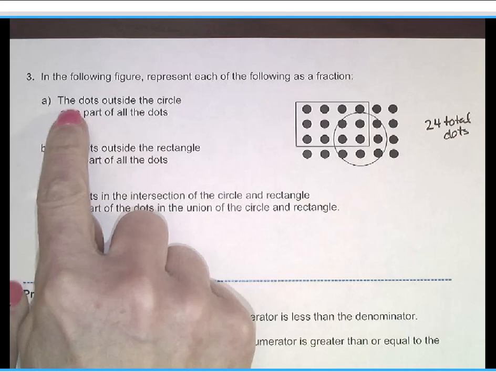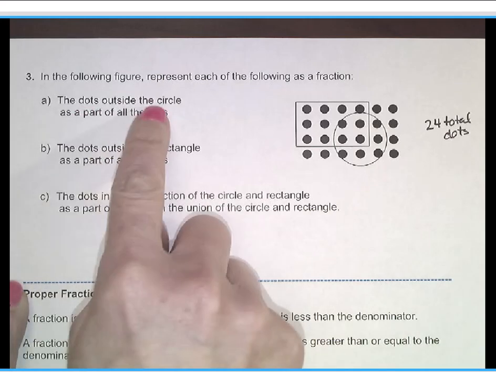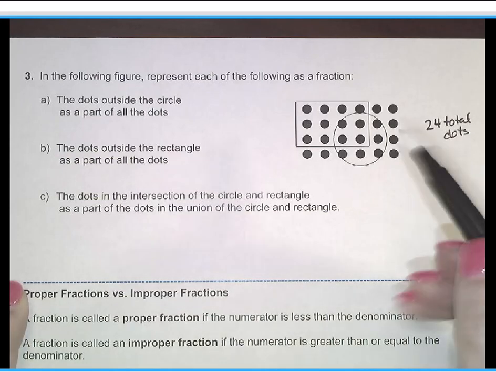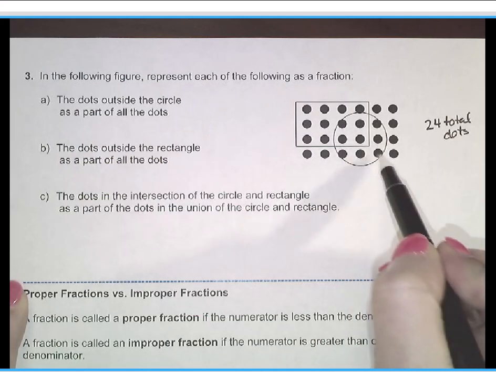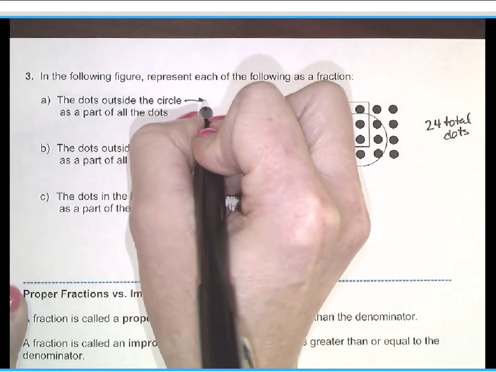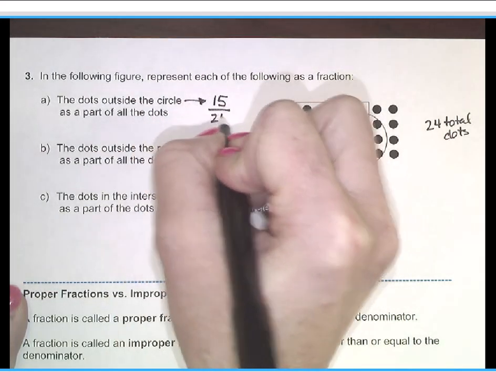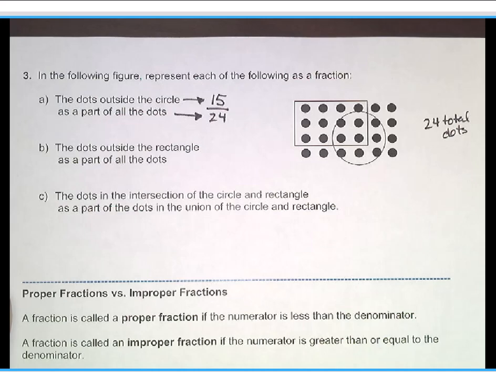Write a fraction for the dots outside the circle as a part of all of the dots. Okay, so how many dots are outside the circle? Well, there's 24 total, and there are 1, 2, 3, 4, 5, 6, 7, 8, 9 that are inside the circle. So that means there's 15 that are outside of the circle. So the number of dots outside the circle would be 15 as a part of all the dots. So it's giving you the two parts of the fraction: 15 out of 24, or 15 24ths, because this whole picture has been cut into 24ths.